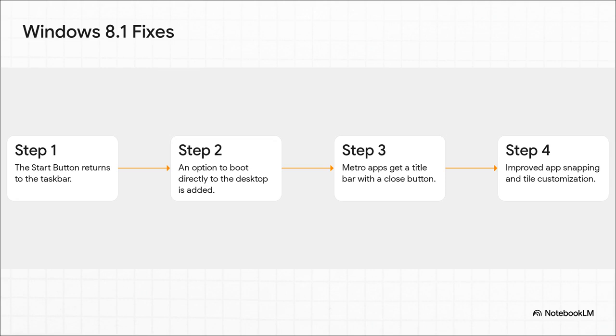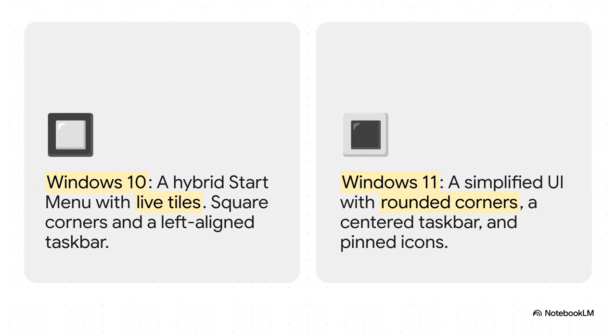Now, to their credit, Microsoft really listened to the feedback. The very next update, Windows 8.1, was a huge course correction. It started to blend the old and the new. The Start button came back to the taskbar. They added an option to boot straight to the desktop again. And those new apps, they got familiar things like a title bar and a close button, which made them feel way more at home.